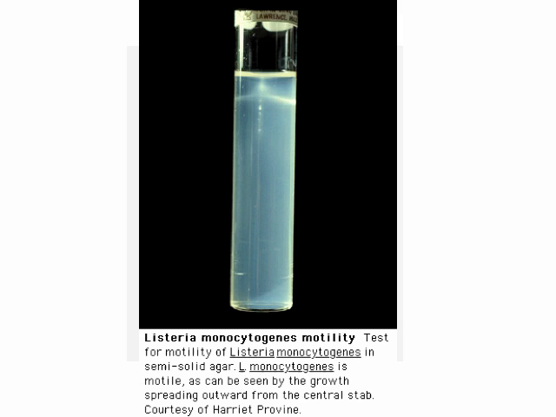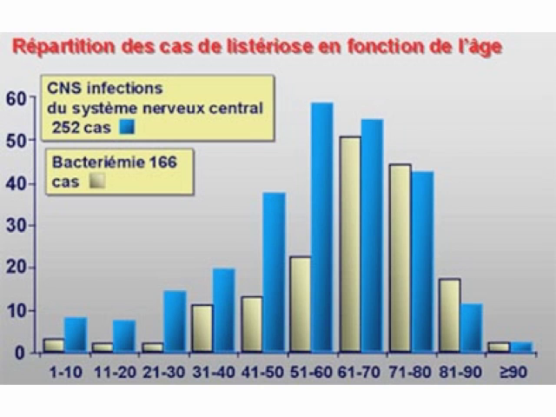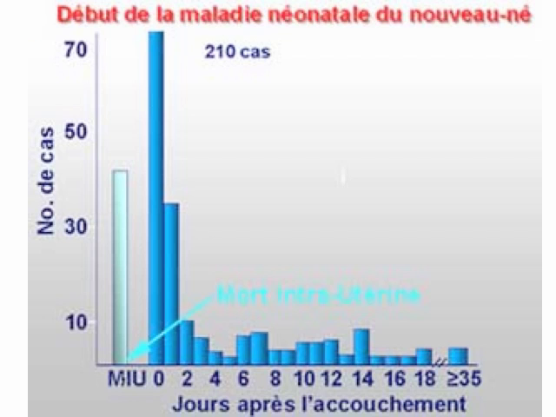You take semi-solid agar, you poke it in the middle with a little of the Listeria, and it gives you the umbrella as the motility sign, the umbrella sign. So who's going to get Listeria? The extremes of age, the very old and the very young. That's who's going to get Listeria.